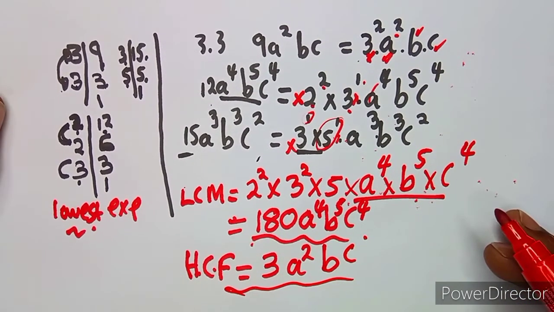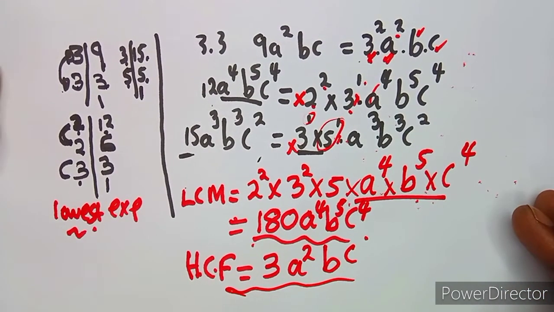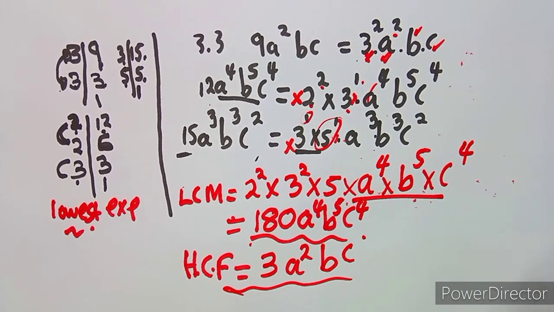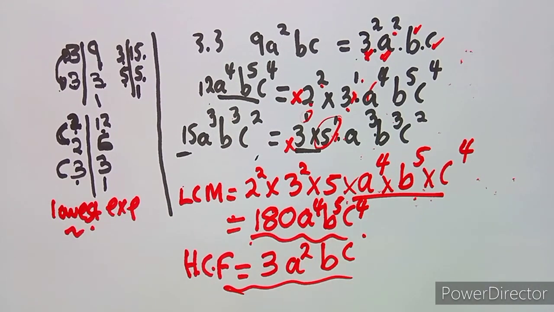So HCF, you take the part with the smallest exponent. LCM, you take the part with the highest exponent. So that is what you're supposed to actually have as a concept that you're supposed to know in exam, because they are going to ask questions around such type of a question. So everyone is supposed to be very, very clear about it.